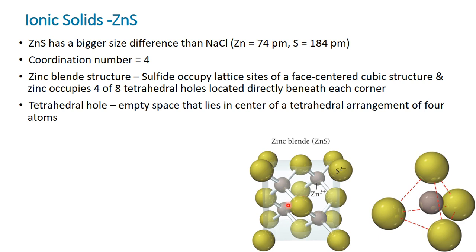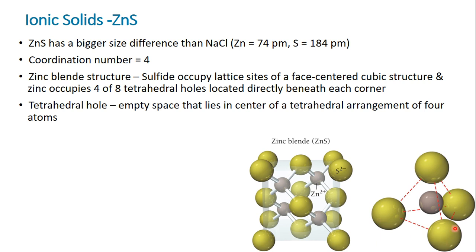And this type of structure is called a zinc blende structure, where you have sulfides occupying the lattice sites of a face-centered cubic structure. And zinc is occupying 4 of the 8 tetrahedral holes located directly beneath each corner. Now, a tetrahedral hole is the empty space at the center of a tetrahedral arrangement of 4 atoms.